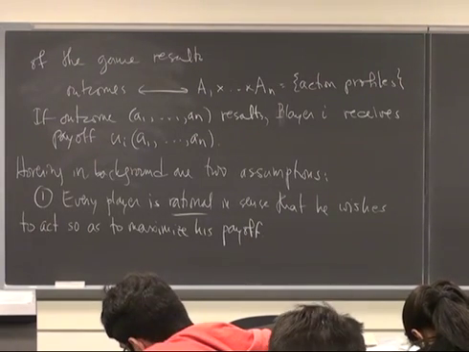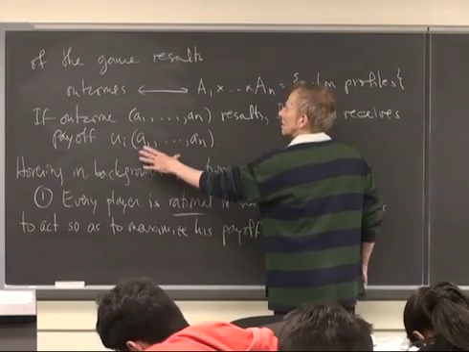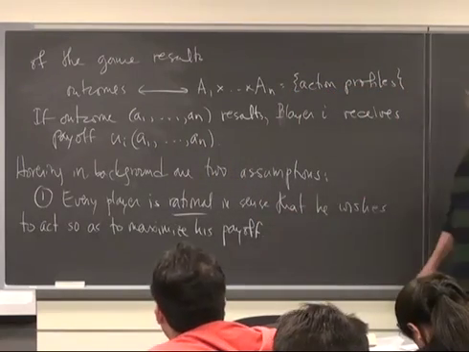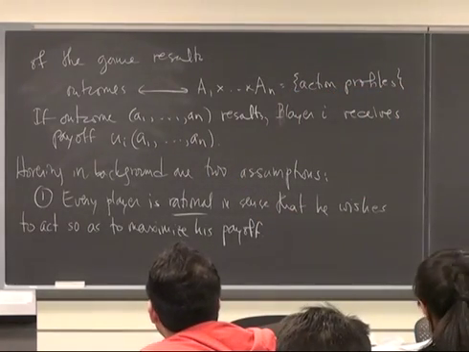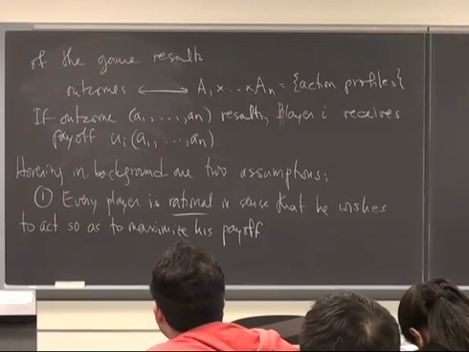Now the problem here is because the payoff to player I that comes from a given game outcome depends not just on what player I does, but what all the other players do, in general, there's going to be no way for player I to be sure that he's acting in such a way.